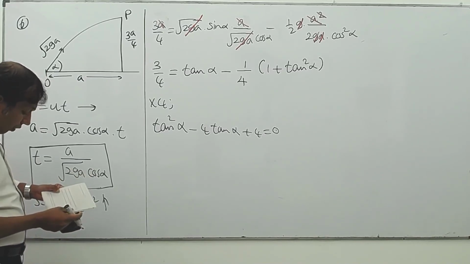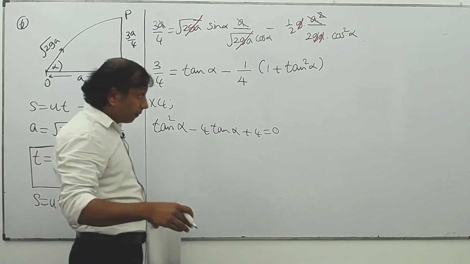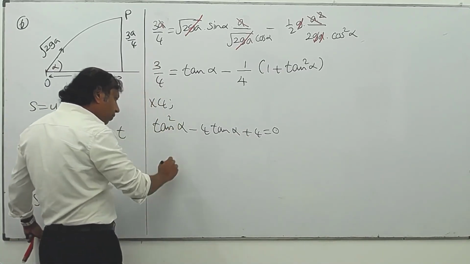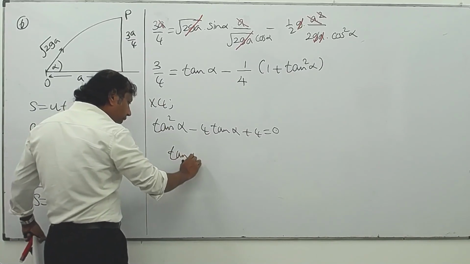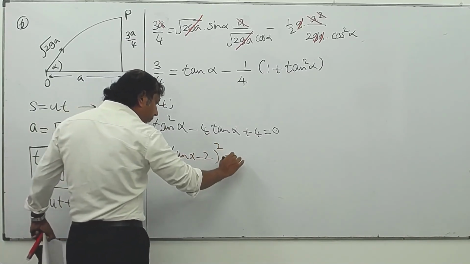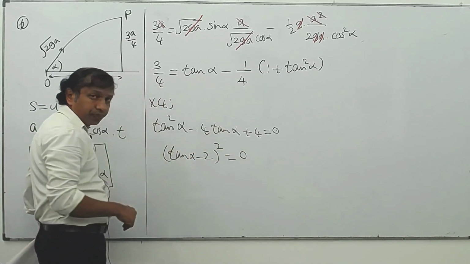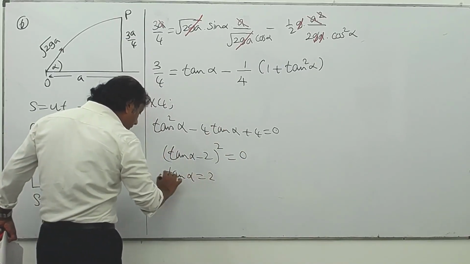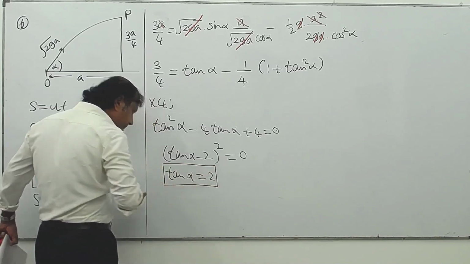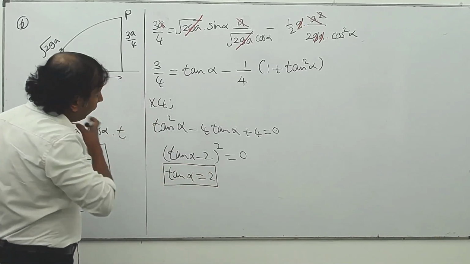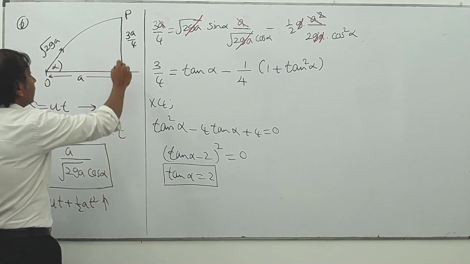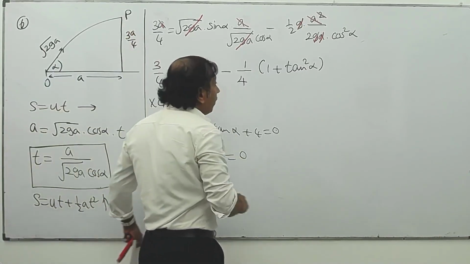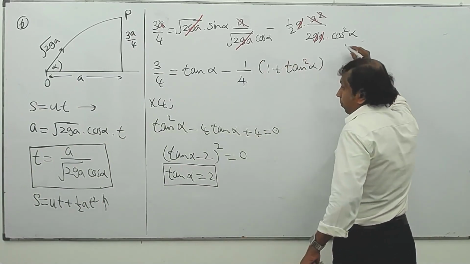Show also that the horizontal range of the particle is this much. To find the horizontal range, first of all, I'll solve this. This is really tan alpha minus 2 perfect square. That means tan alpha is 2. This answer is useful to get the next answer. Understood? Right. Now we need the horizontal range. Horizontal range we can find first. How?